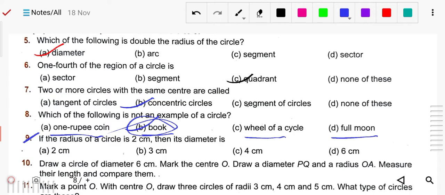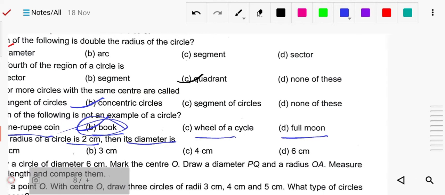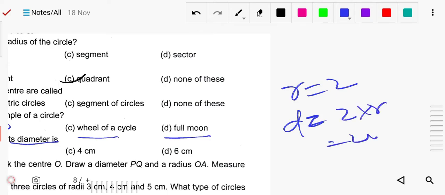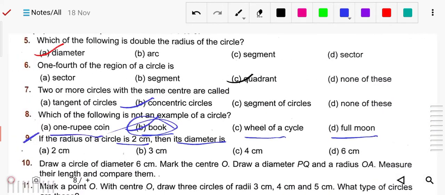Number 9. If the radius of a circle is 2 centimeters, then what is its diameter? You know that the radius is given as 2 centimeters, and diameter equals 2 times radius. So 2 times 2 equals 4. Now where is the option? 4 centimeters. Okay. Now draw a circle of diameter 6 centimeters.